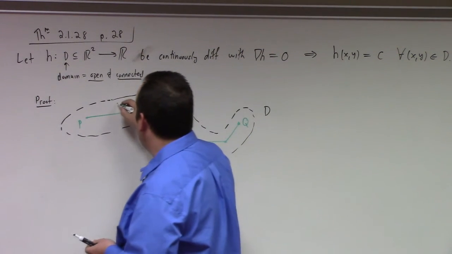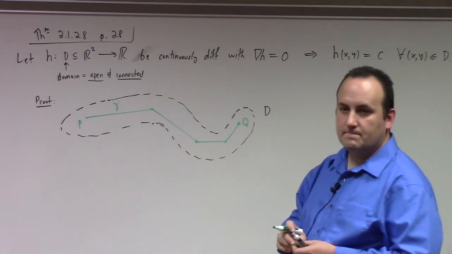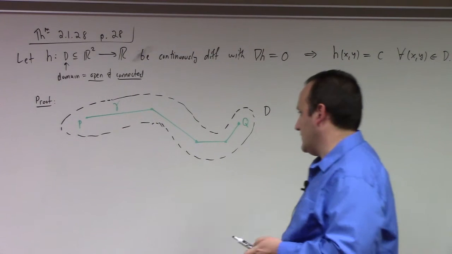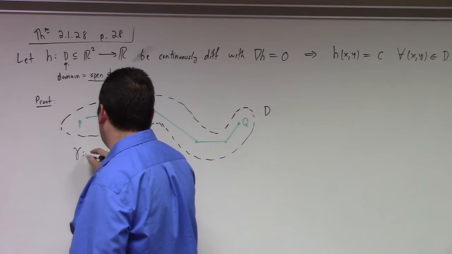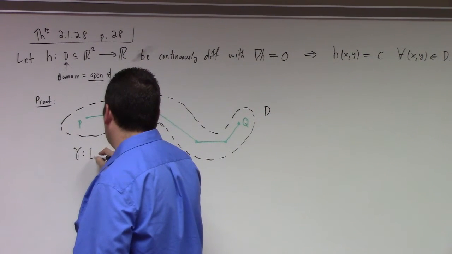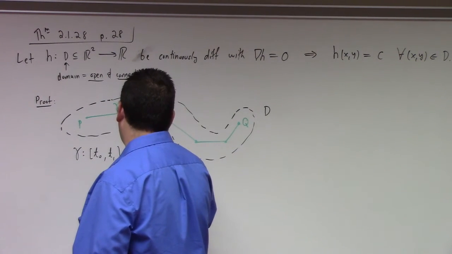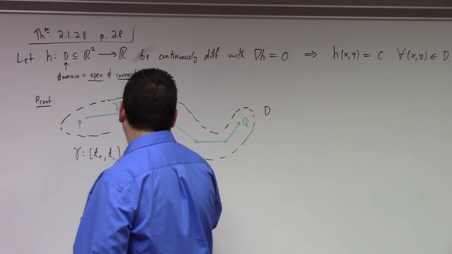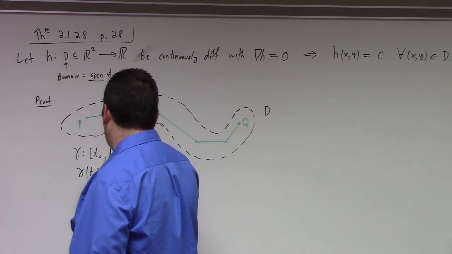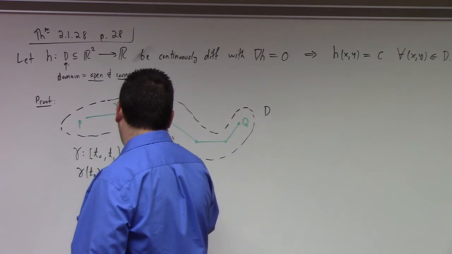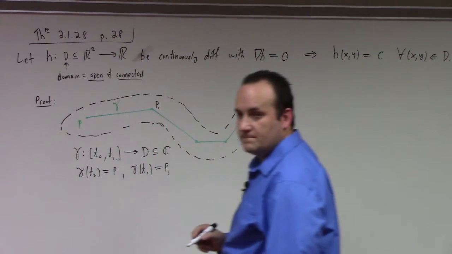right? And so let's let gamma be one of those line segments. So gamma's a line. So gamma is a mapping from, let's say, T naught to T1, of course, to D. It's in D, which is a subset of C, of course, and gamma of T naught is P. Gamma of T1, let's say, is equal to P1. I'll just call this P1. It's one of the linking points, right?